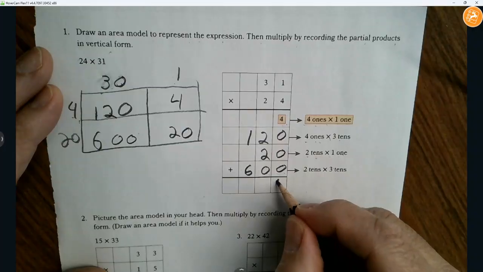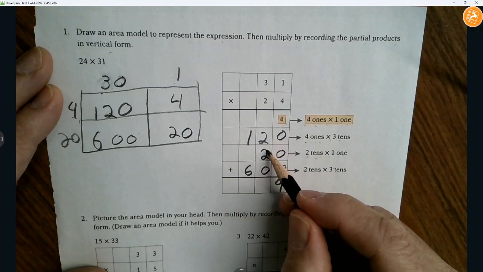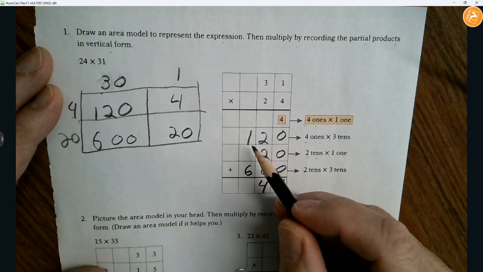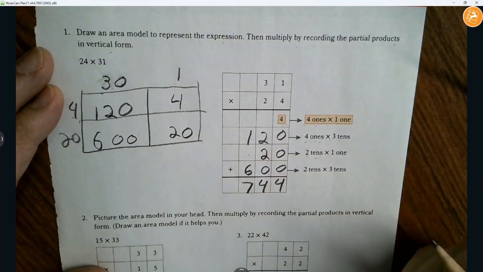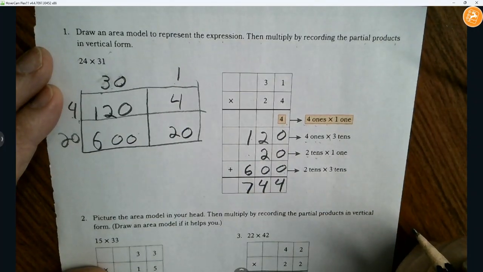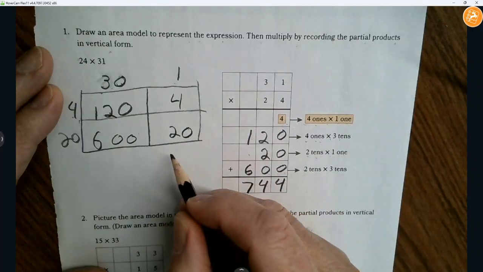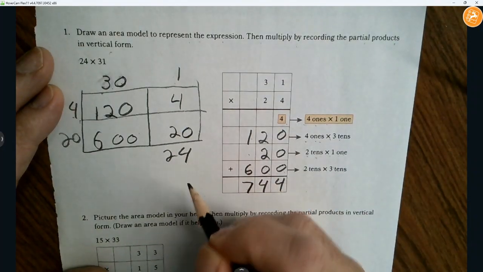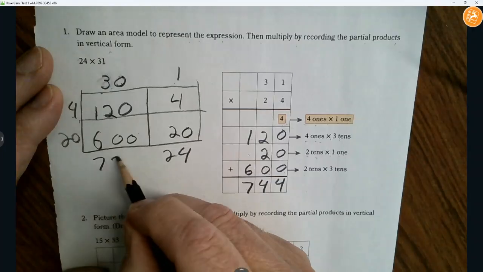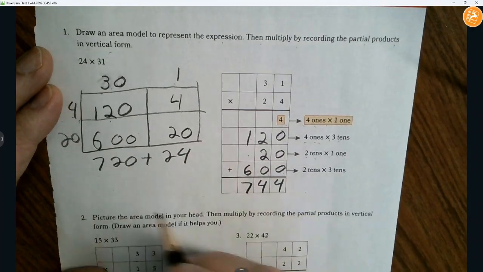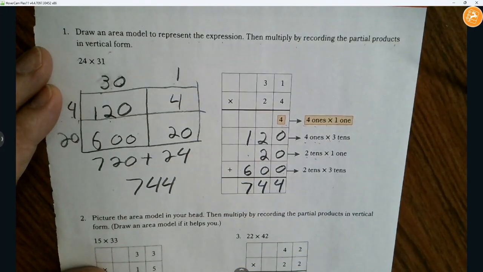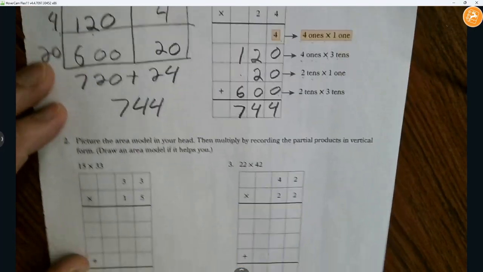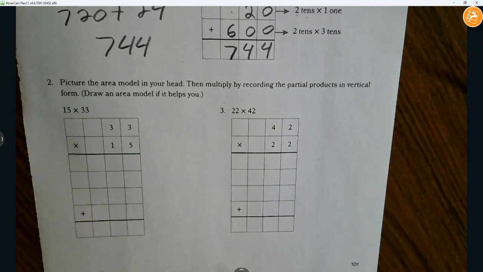So 4 plus nothing. 2 plus 2 is 4. 4 plus 0 is 4. And we have 1 plus 0 plus 6 is going to give us 7. 744. We add these together over here, we'd have 24. And over here, we'd have 720. We add those together, we're going to get 744. So we did that right. All right. The next 2 are on you to do.